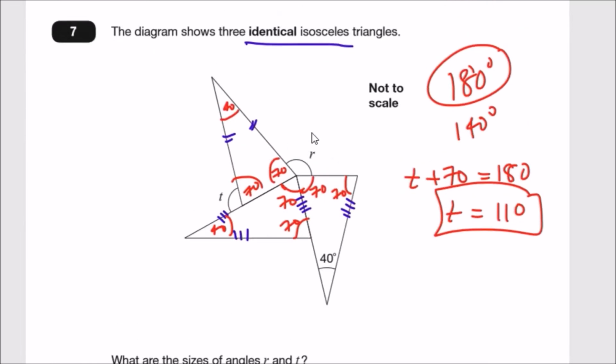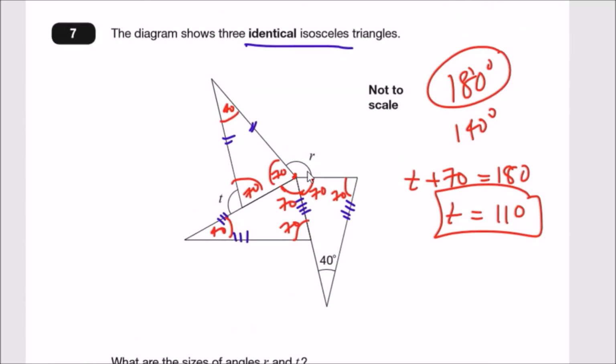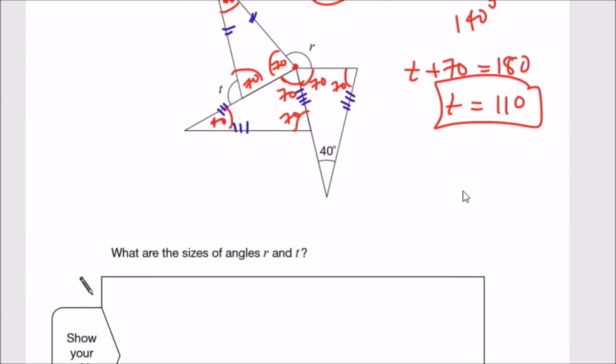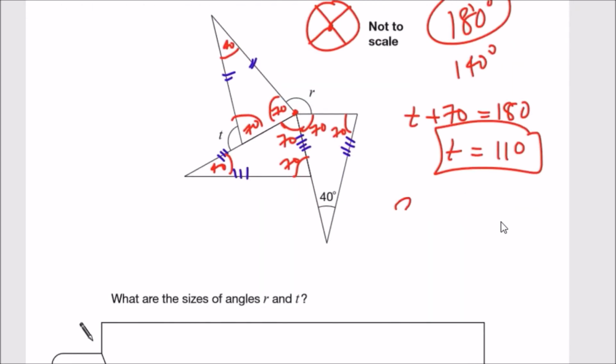Now for R, all angles around a point like this point must add up to 360. So think of it like that. Okay, and all these angles must add up to 360. So we've already got 3 70s. So 3 times 70 is 210. So we have 210 plus an R, which must make 360. So to find R, just subtract 210. So this will give us R equals 150 degrees.